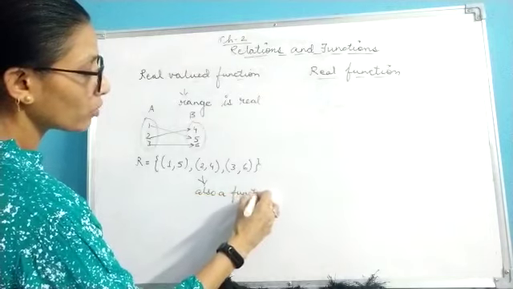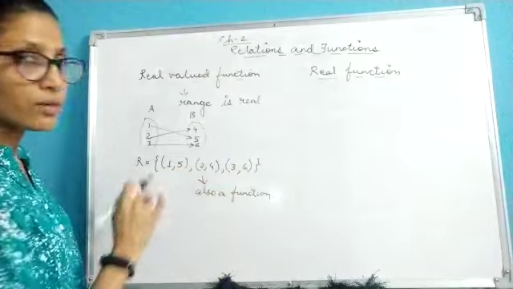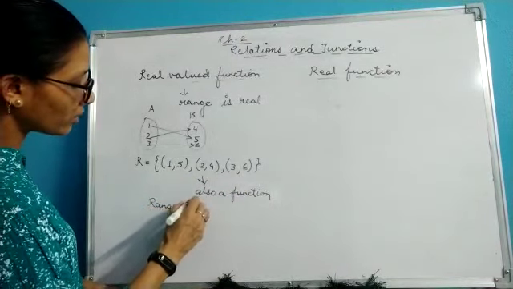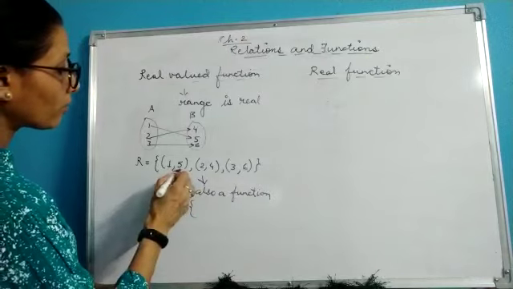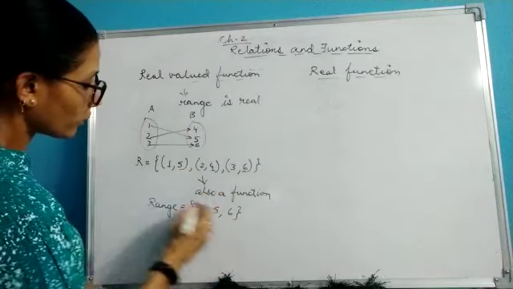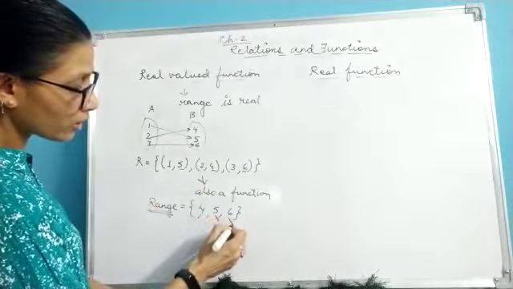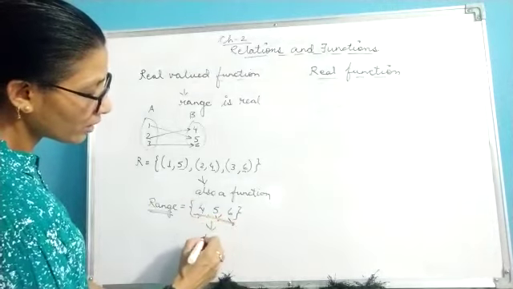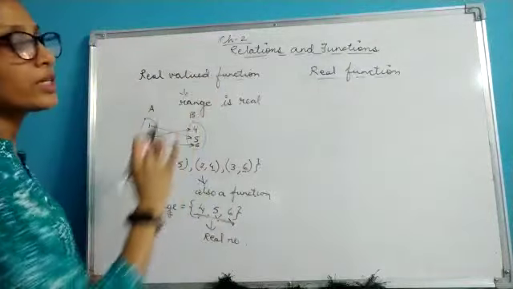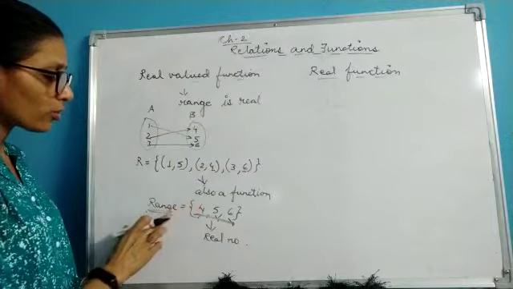First of all, we always need to see whether the given relation is a function or not. It is a function. Now you see what the range is over here. The elements of range are 5, 4, 6. So I can simply write 5, 4, 6. Now here the range is 4, 5, 6. And 4, 5, 6 are real numbers. That's why we call it a real valued function. We have to look at the values of the range.